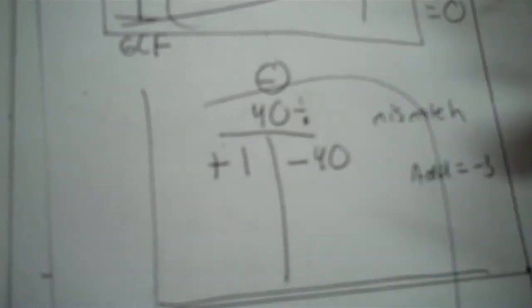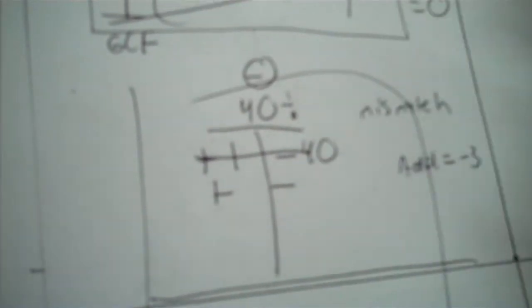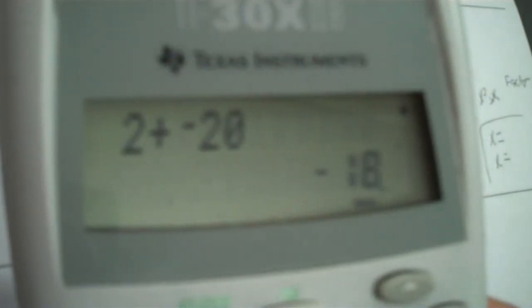Add -3. 40 divided by 1 is 40. There's no way that adds to -3. You can tell just by looking at it. 2 and 20. Put the number you divided by, the answer you got. Nope. 40 divided by 3 is a decimal. 4 and 10. Nope, I need -3.